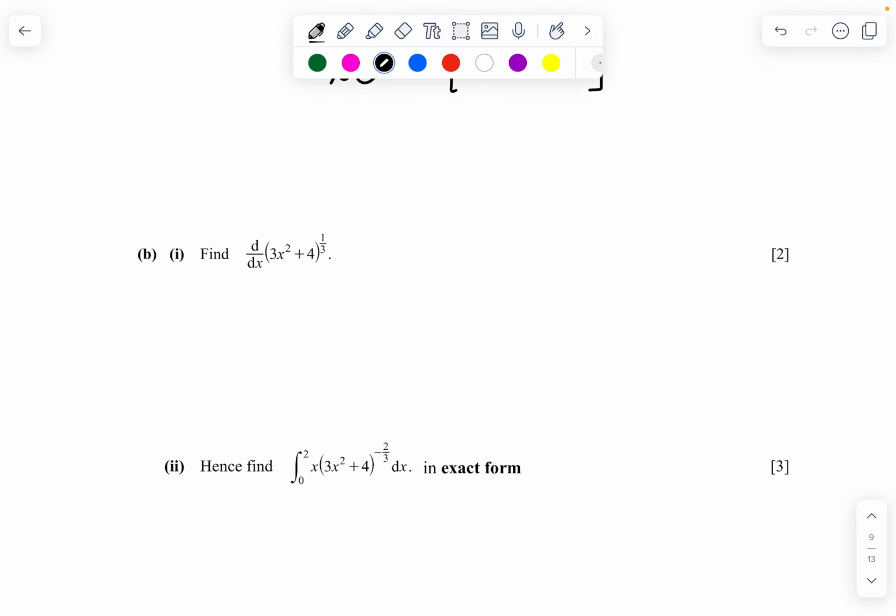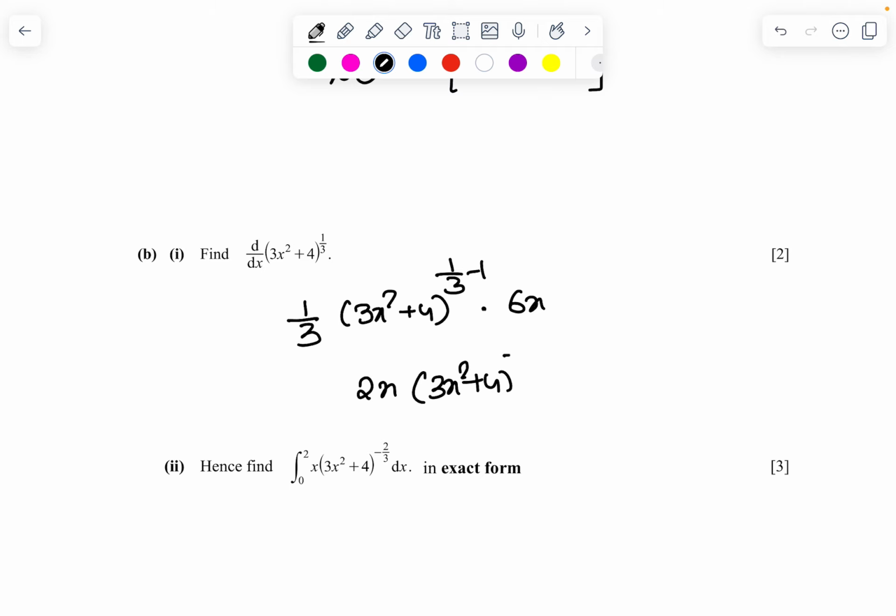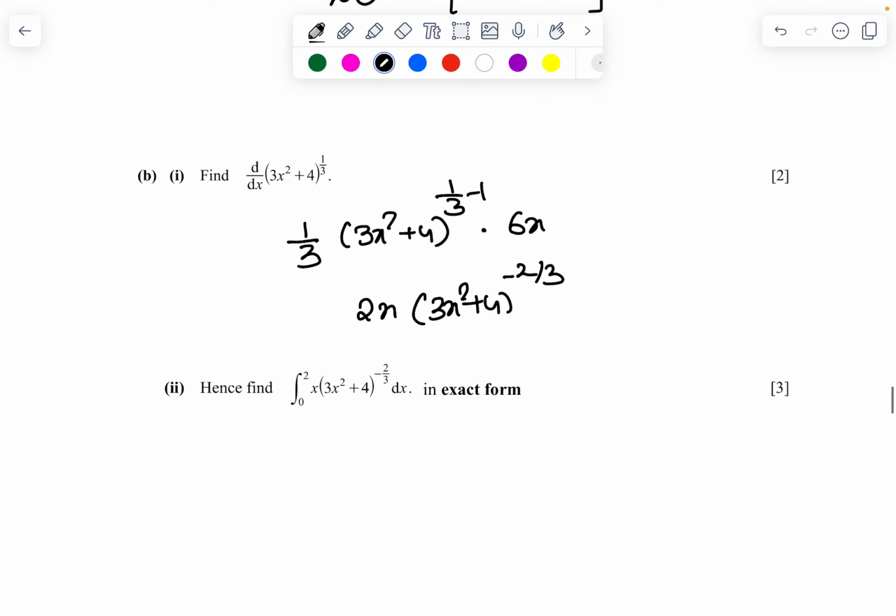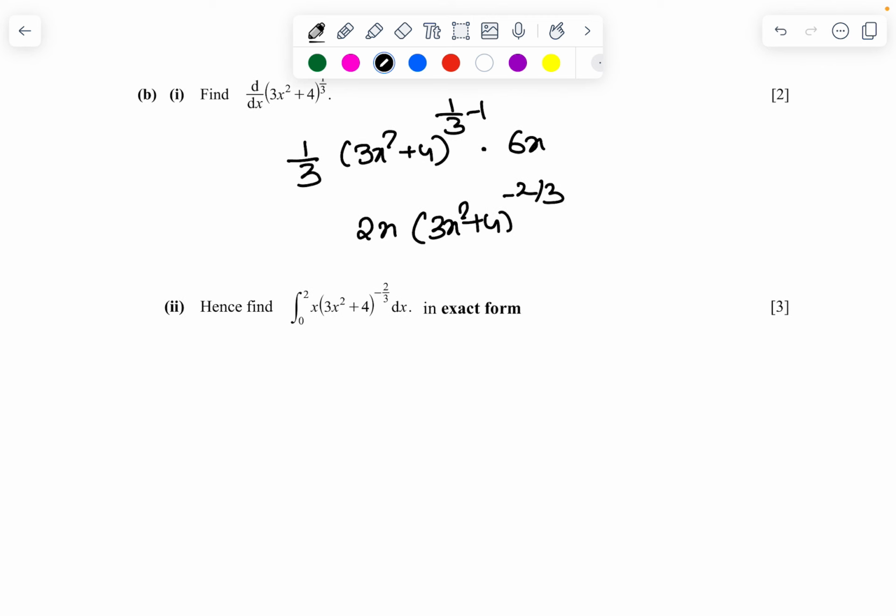Now find the derivative of this. So power comes front, 3x square plus 4, then power minus 1 times 6x. So which is going to be 2x times (3x square plus 4) whole to the power of minus 2 upon 3. Hence find in exact form.